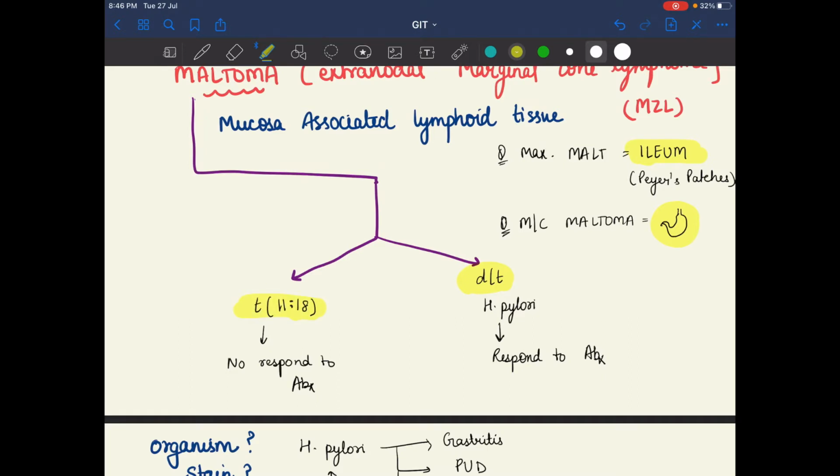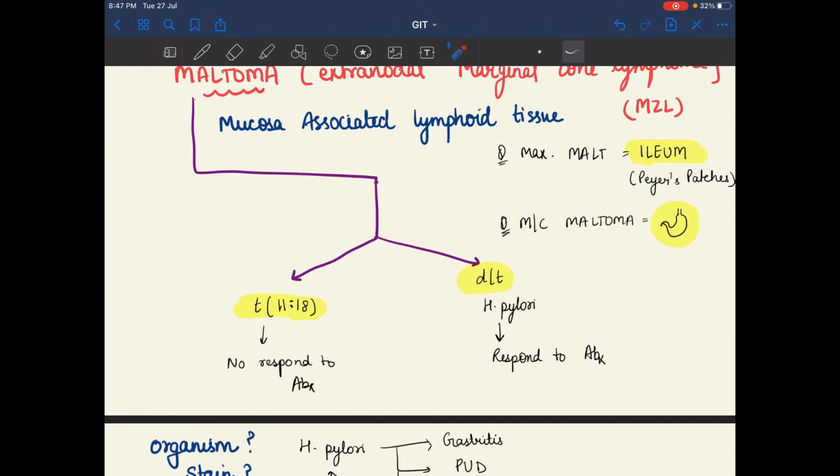So translocation 11 is to 18, and it is also due to H. pylori. So if there is H. pylori, the maltoma is going to respond to antibiotics, but if there is translocation, then it does not respond to antibiotics. So this is the difference between H. pylori and translocation. If maltoma is due to H. pylori, then it responds to antibiotics, and if it is due to translocation, then there is no response to antibiotics.